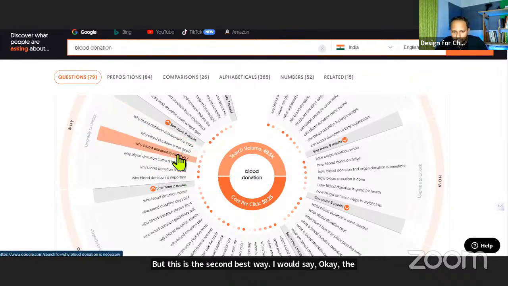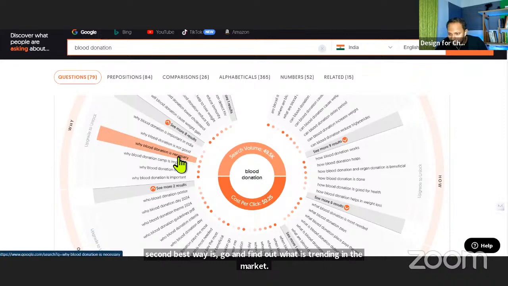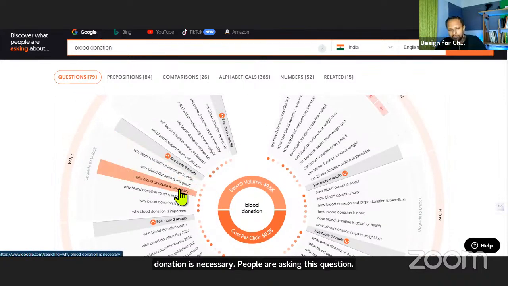You can go and understand from this tool why blood donation is necessary. People are asking this question. You can also create a project on this. Why is blood donation necessary? Yes, you can build a case study on it. You can build an in-depth case study so that people will know why it is important.